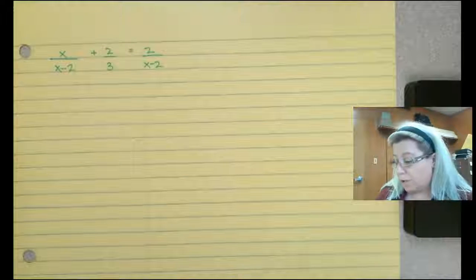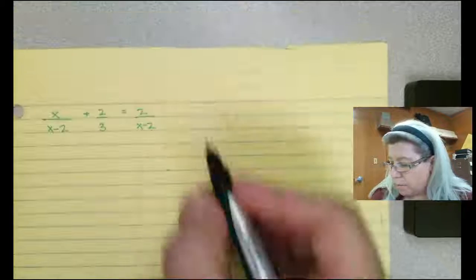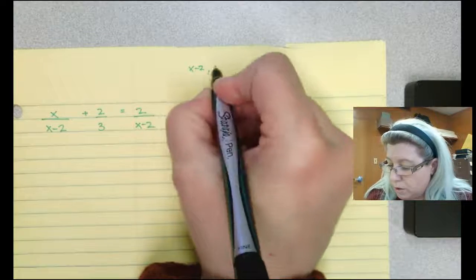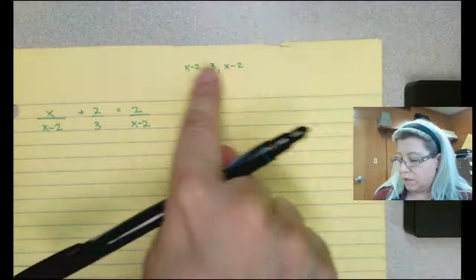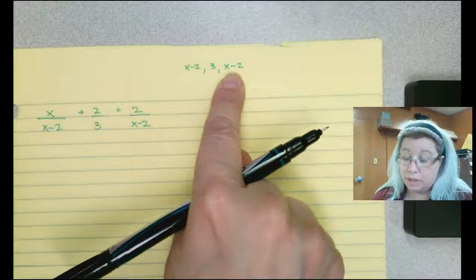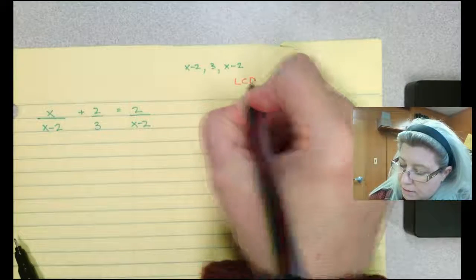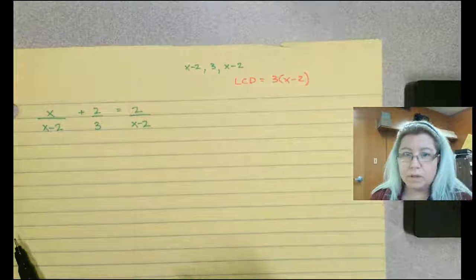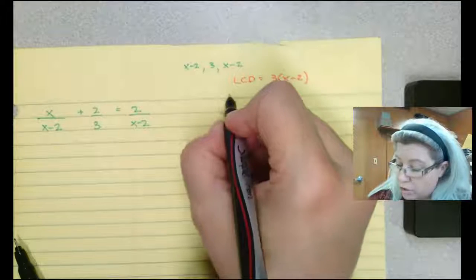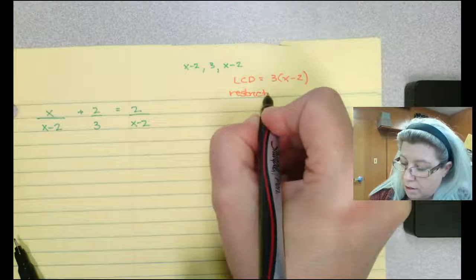Okay, let's work through another problem. Our first step is to find the LCD of all the denominators. So here are our denominators: x minus 2, 3, and x minus 2. Well, the x minus 2 and the x minus 2 have x minus 2 in common. Therefore, our LCD will equal 3 times x minus 2. We also need to note what our restriction on x is.